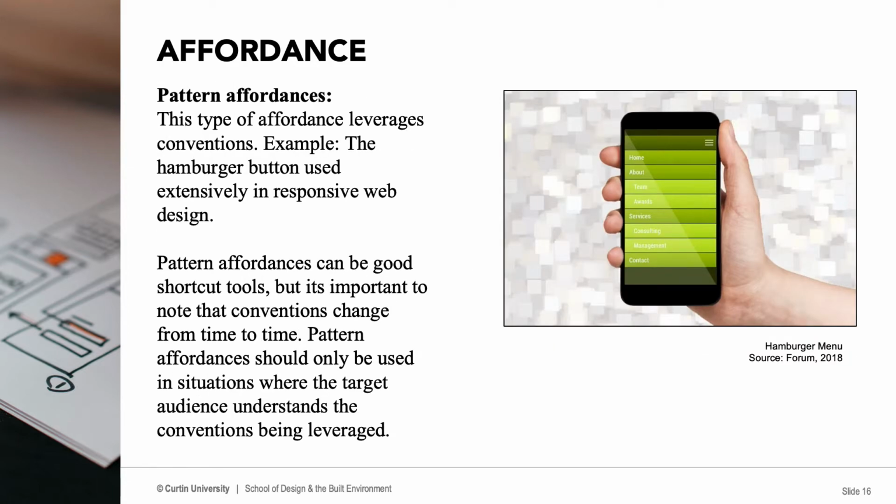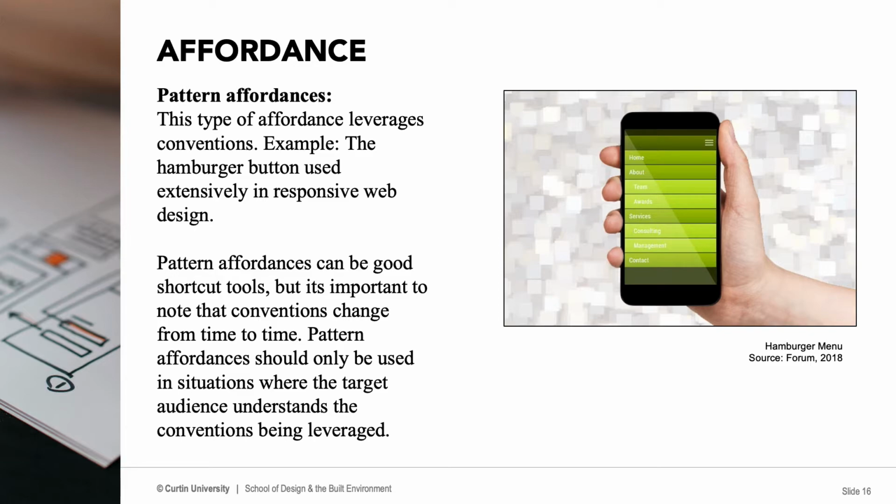Now let's pivot to the next idea of affordance in a digital space. This is what we call pattern affordances. Now this type of affordance leverages convention. The example specifically that I've included here is the hamburger button. This hamburger button is now so ubiquitous. It's used extensively in responsive web design and indeed in a number of apps. So you can see in that screenshot, essentially in the top right side of the screen, there's this button that looks like 3 horizontal bars.